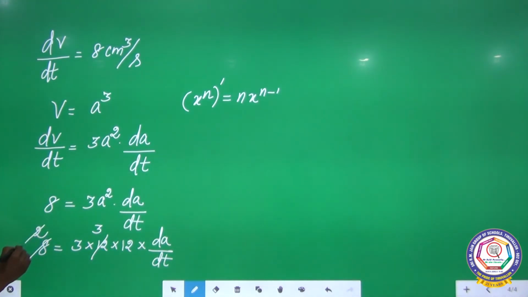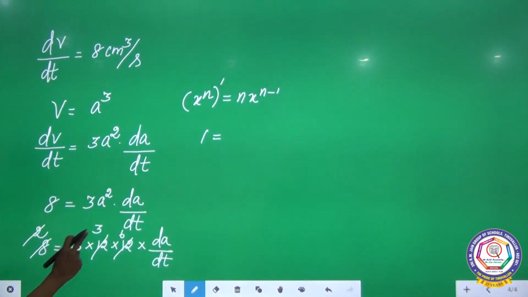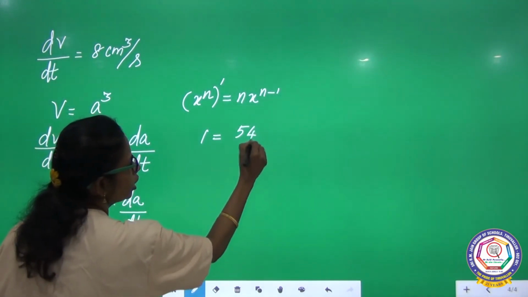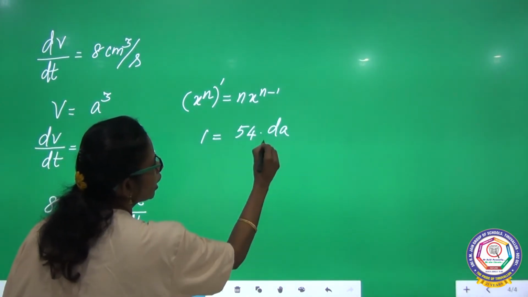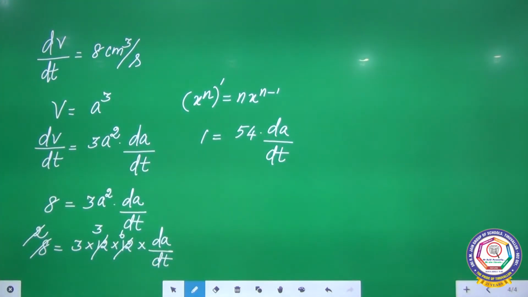Next, 2 1s are 2, 6 are, right? What is dA by dt? Here it represents 1. On your left hand side there is no term, so you consider it as 1. 1 equal to 3 3s are 9, 9 6s are 54. So 54 into dA by dt.